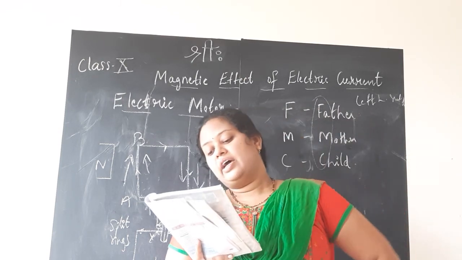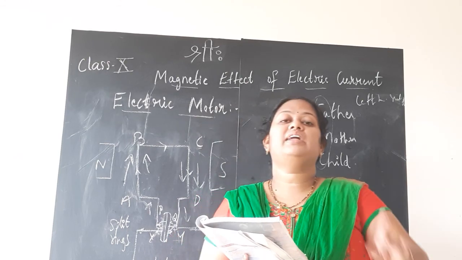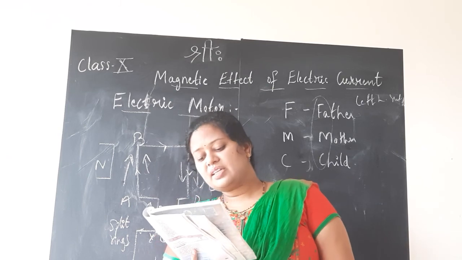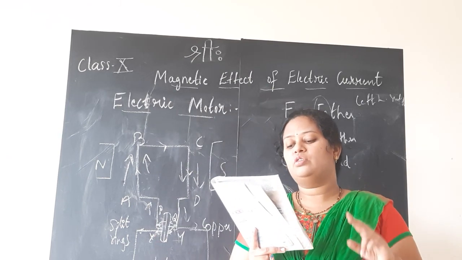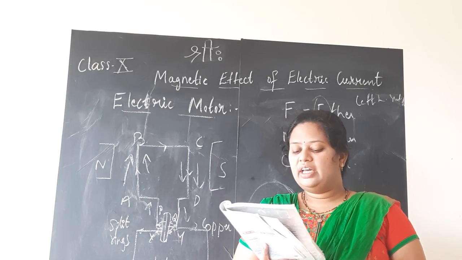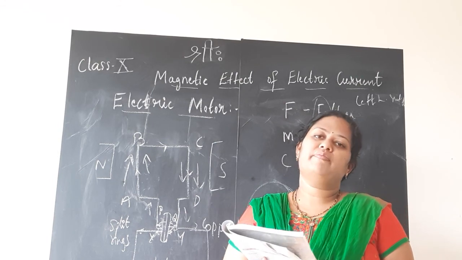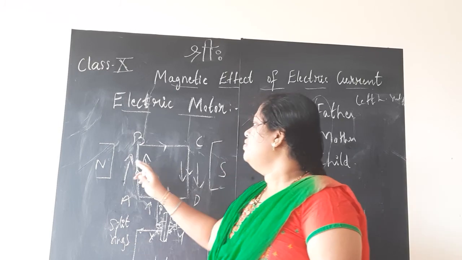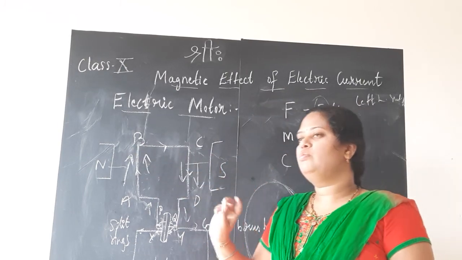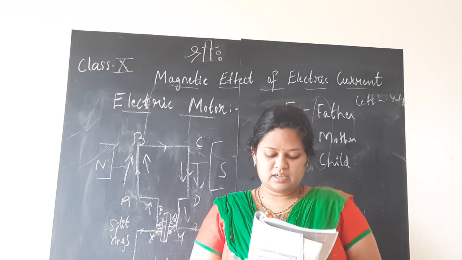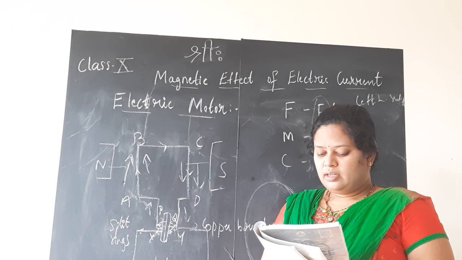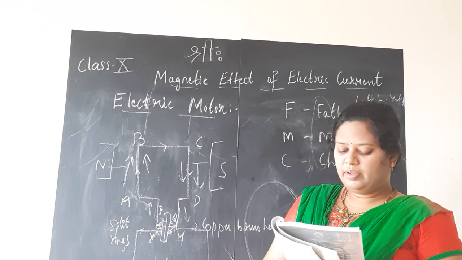An electric motor, as shown in the figure, consists of a rectangular coil ABCD of insulated copper wire. The coil is placed between the two poles of the magnetic field such that the arms AB and CD are perpendicular to the direction of the magnetic field. That is important, children: when you place the rectangular coil, it and the magnetic field are perpendicular to each other.